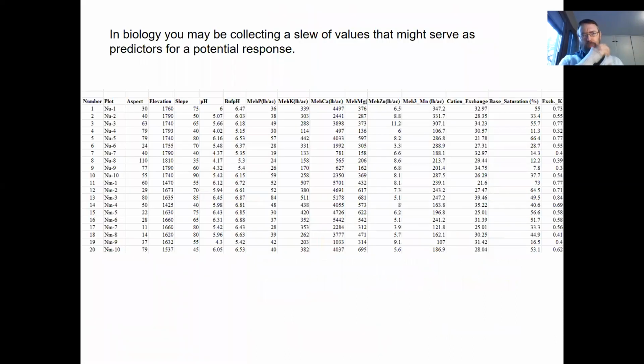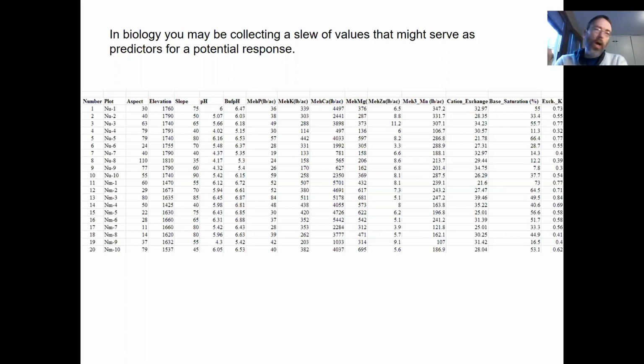Okay. In biology, we may be collecting a slew of values that might serve as predictors for a potential response. So this is an example of predictor variables that might be used in a multiple regression. So here are plots, and you could have other kinds of samples, right? Blood samples or serum samples or samples off a swab of some kind for a microbial community or whatever.